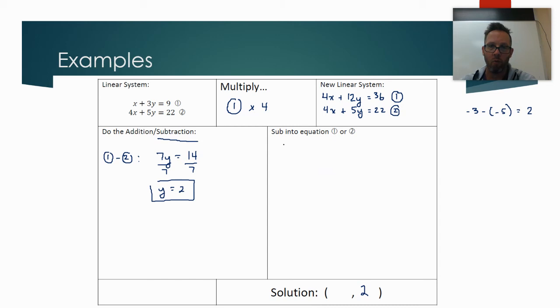And I think equation 1 looks easy to work with here. So x plus 3 times 2 equals 9. x plus 6 equals 9. And it's 3 plus 6 that equals 9. So x equals 3.